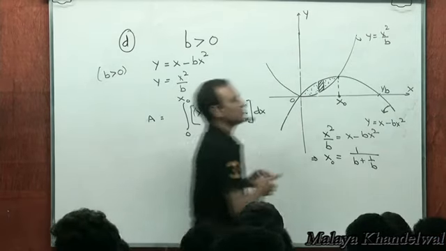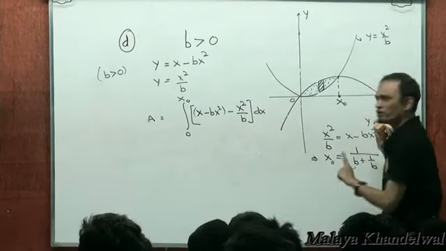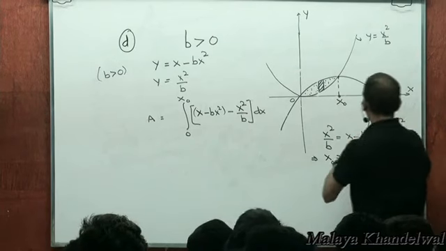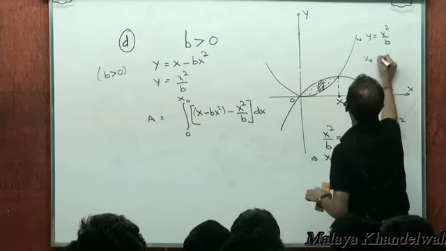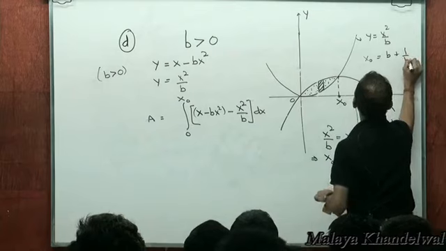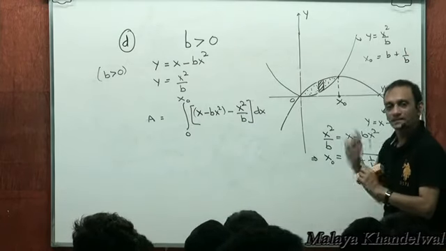Right? Now let's simplify matters here. But so far so good, right? Where x naught we have figured out is b over b plus 1 by b. Alright. Let's simplify things here.